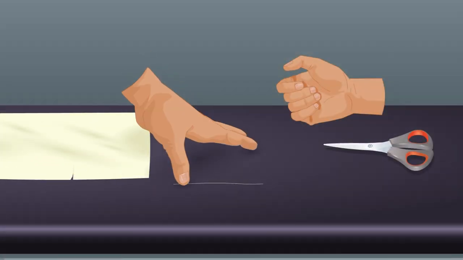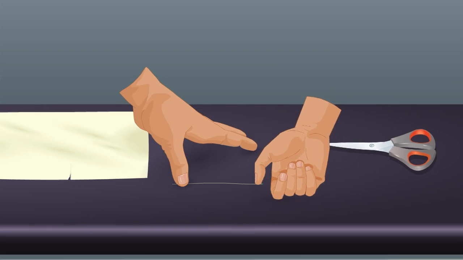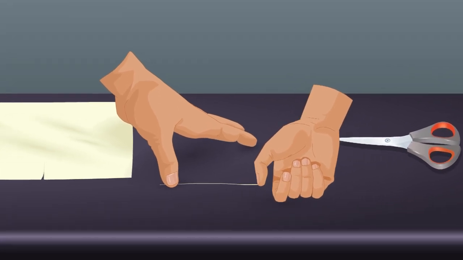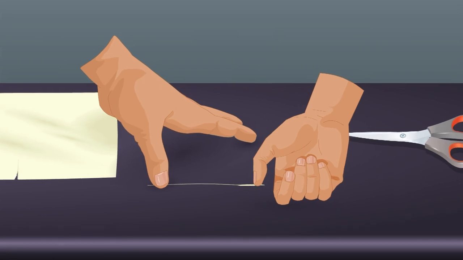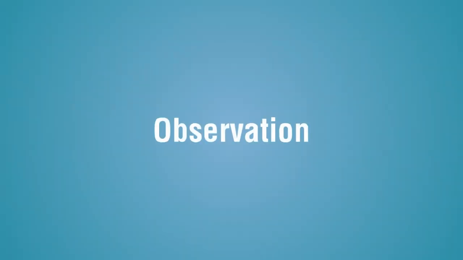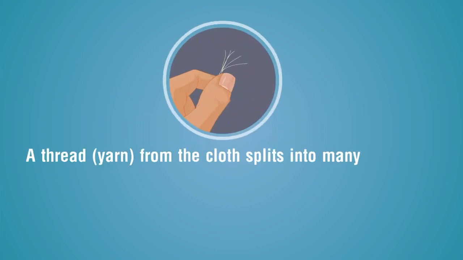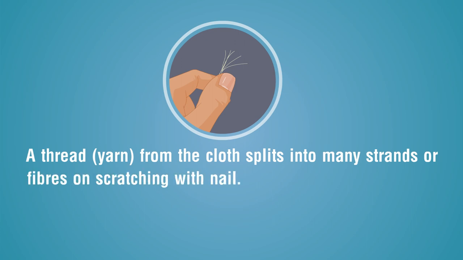Now, press one end of the yarn with your thumb. Then scratch the other end of it with your nail and observe what happens. Observation: a thread, yarn from the cloth splits into many strands of fibers on scratching with nail.